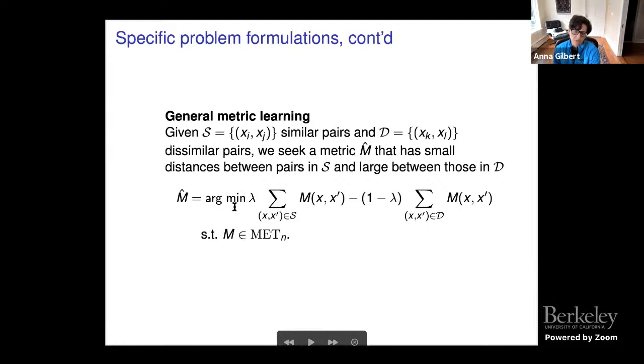I wish to find the metric m that puts similar points close together and puts dissimilar points far apart. And I have this weight lambda and 1 minus lambda over here. Now, the original metric nearness paper said, look, this problem is too hard to solve. So instead, we'll try and find what is essentially a reweighting of Euclidean space.